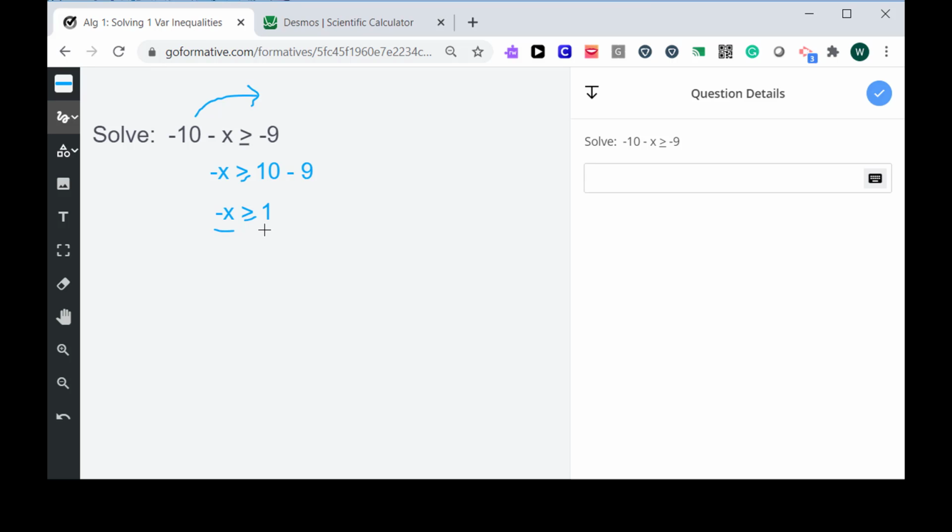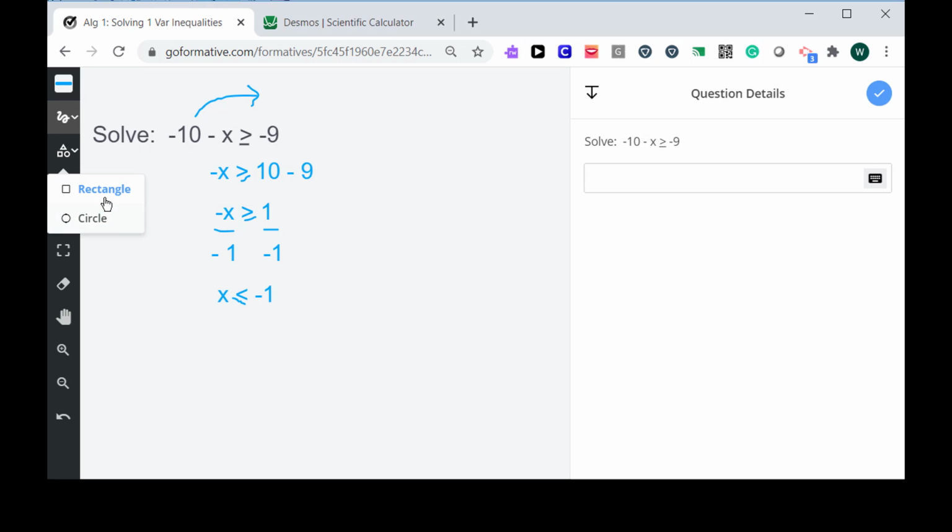And we're going to divide both sides right now because we need to get rid of the negative sign. So we're going to divide both sides by negative 1. And when we do that, we're going to have x. Now, because I'm dividing by a negative number right here on the bottom, I need to flip the inequality sign. And so 1 divided by negative 1 is negative 1. And don't forget the little dash line right there.